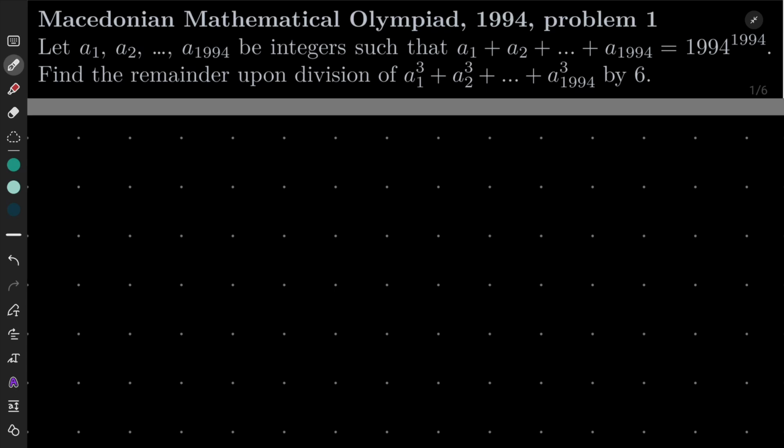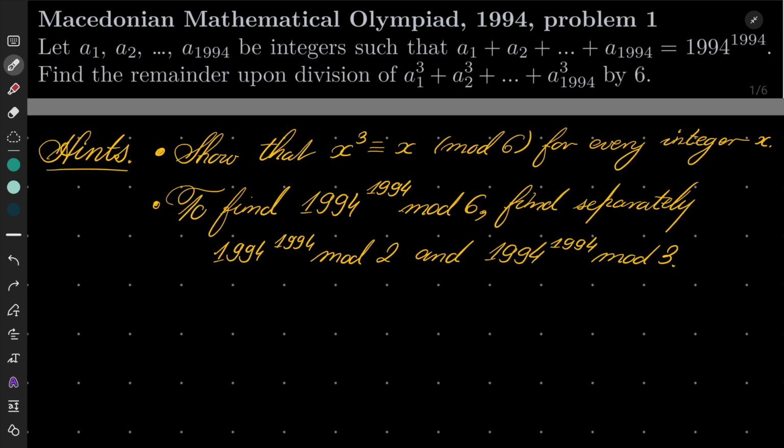Here are my hints. Crucial observation: show that x cubed is always congruent to x modulo 6 for every integer x. And then, after showing this crucial congruence, to find 1994 to the power 1994 modulo 6, find separately it modulo 2 and modulo 3. So give this problem a try and I will see you in just a minute.